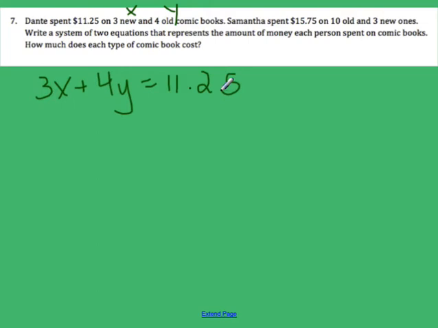Now, here's the trick. When you go to this one, it has 10 old and 3 new. Well, what I just wrote is wrong. Sometimes students assume that they're going in the same order, but you're not. Old came first. Remember, old is represented by Y, and new is represented by X. So here we have 3X plus 10Y is equal to 15.75. Okay, so remember, X is the price of new and Y is the price of old.